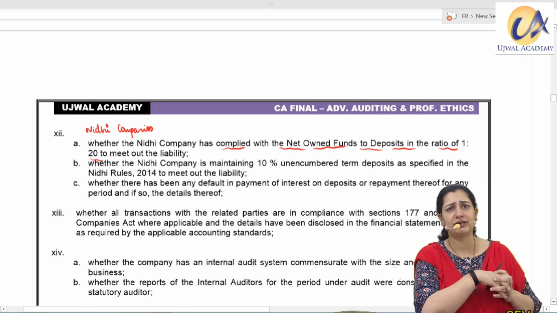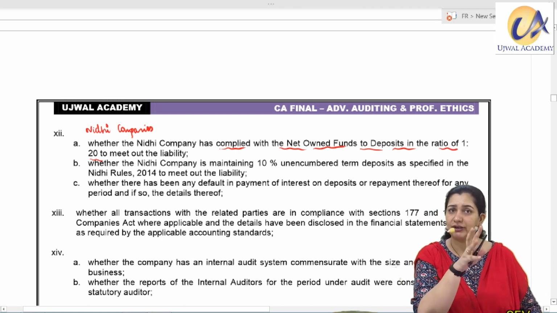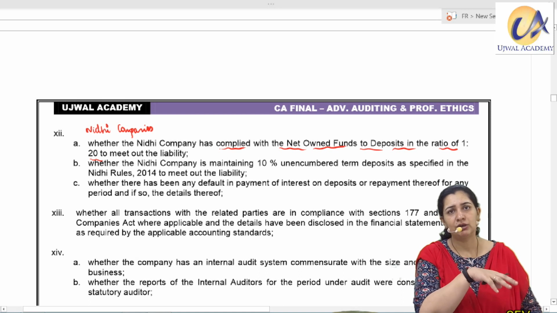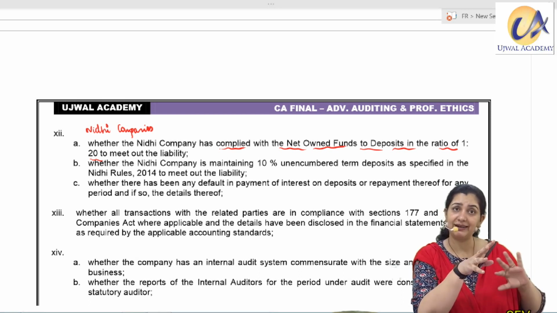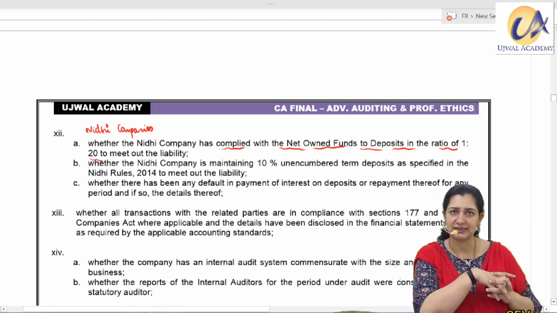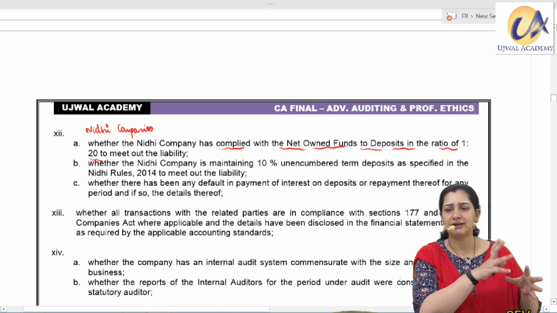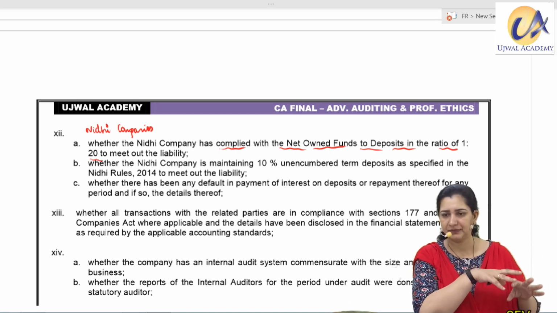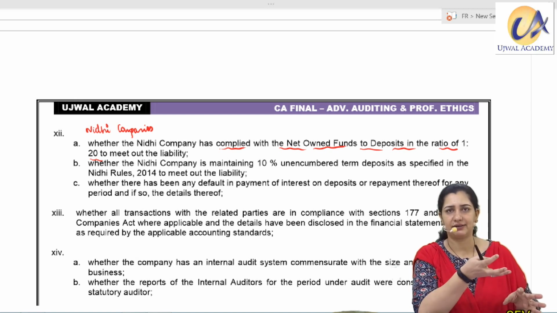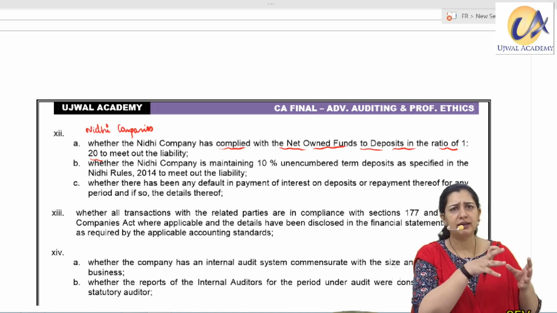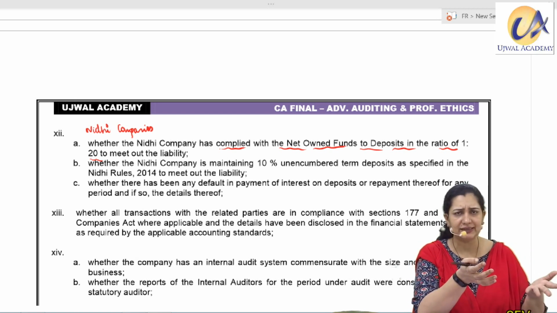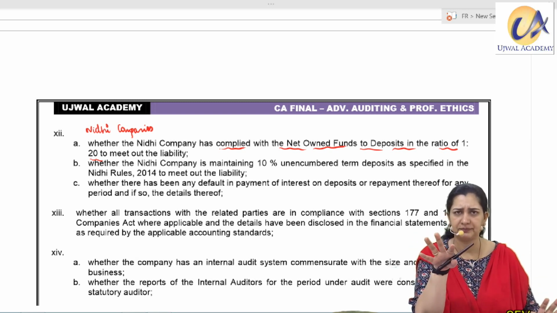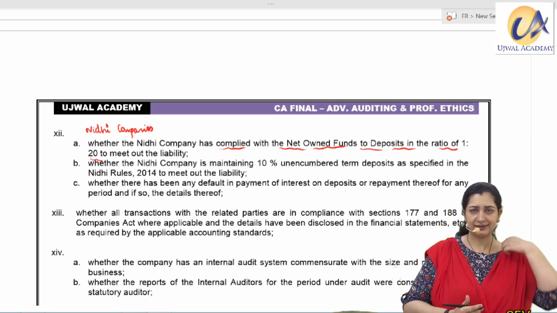So there's a net owned funds ratio. See, in your advanced accounts, we have got the NBFC chapter, and in audit final, we have got the NBFC chapter again. So there we have this net owned funds calculation concept. Normally these Nidhi companies have to maintain a ratio of 1:20, so we have to see whether they have maintained that ratio. This point number 12 will only be applicable for Nidhi companies. If your company is not a Nidhi company, you just write not applicable for this point.